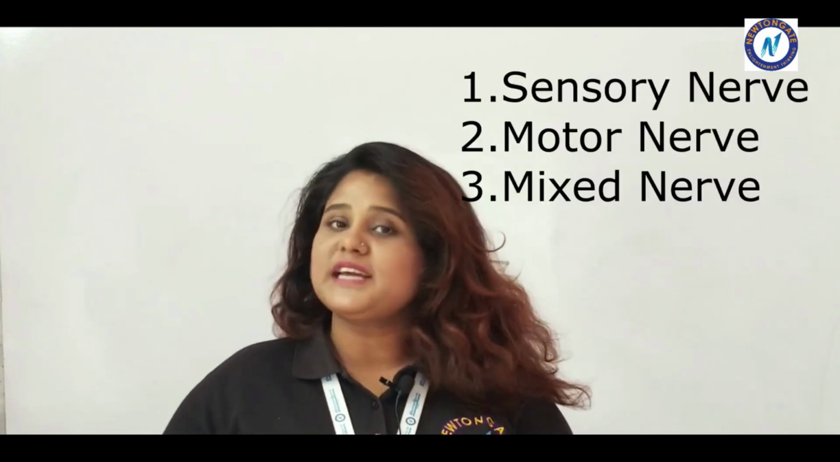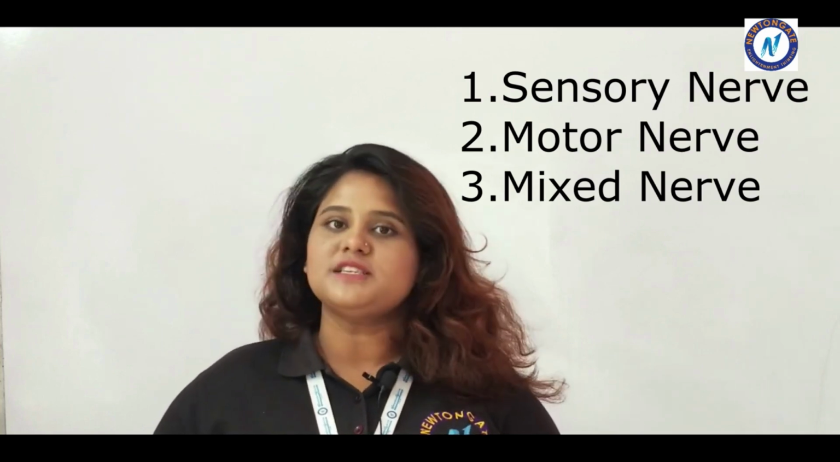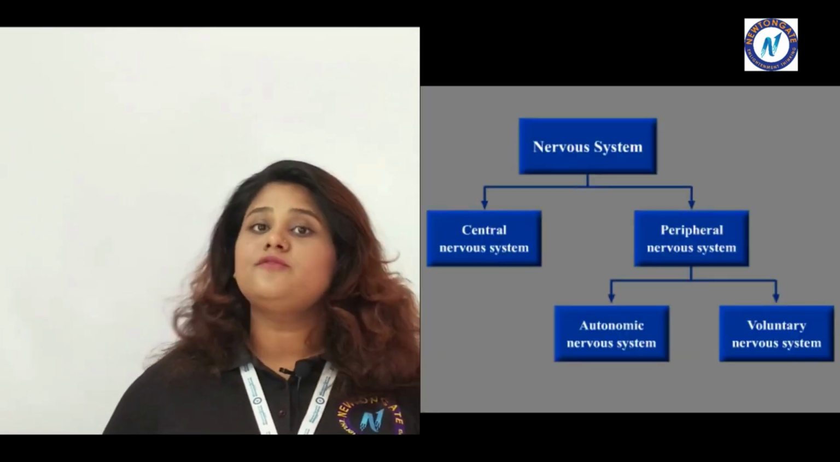Now let's discuss nerves. Nerves are basically thread-like structures that emerge from the brain and also the spinal cord. Nerves are responsible for carrying messages throughout our body. There are three types of nerves: sensory nerve, motor nerve and mixed nerve. Sensory nerves carry messages from the receptor to the brain. Motor nerves carry the response or feedback from the brain to the effector, and mixed nerves carry both sensory and motor signals.